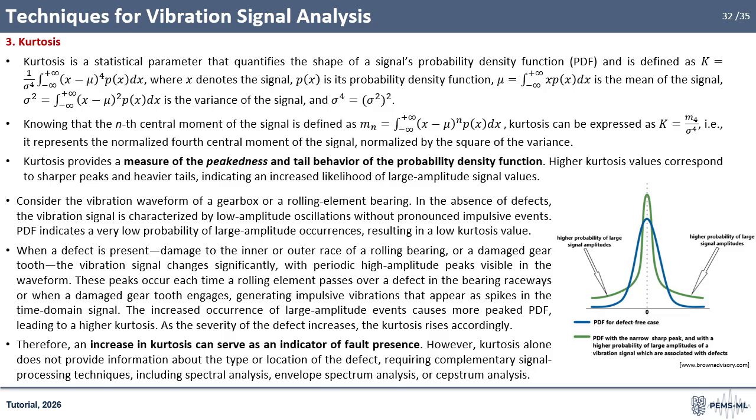When a defect is present, like a damaged bearing race or a broken gear tooth, periodic high amplitude peaks appear in the signal. Each peak corresponds to a rolling element passing over a defect or a damaged tooth engaging, producing impulsive vibrations. These increase the occurrence of large amplitude events and therefore the kurtosis. The more severe the defect, the higher the kurtosis value.